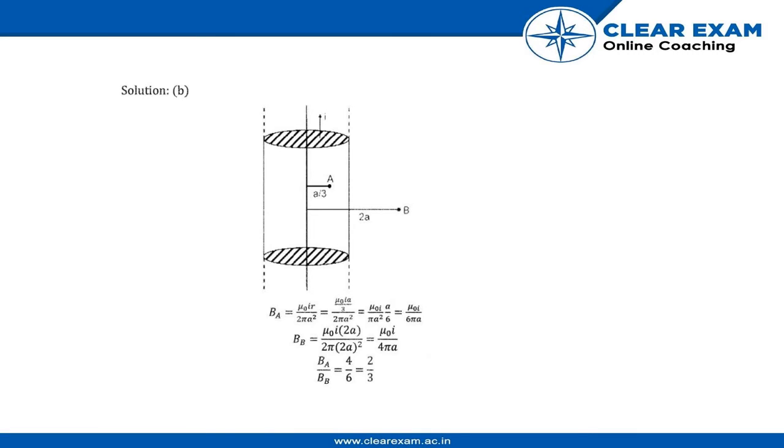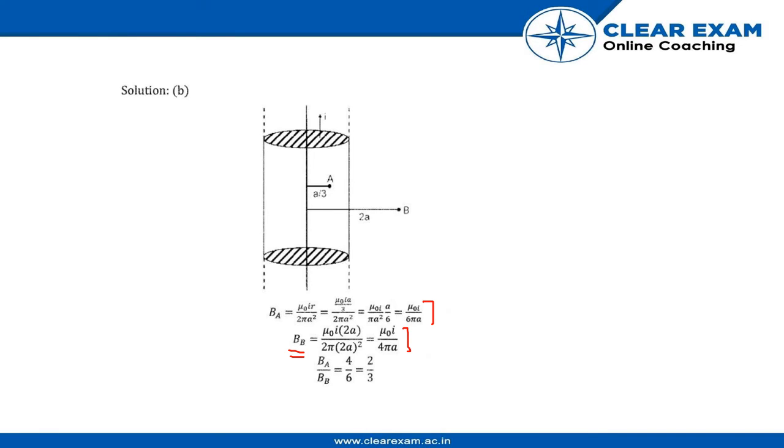BA is equal to mu naught I r upon 2 pi a square, which comes out to be mu naught I upon 6 pi a. On calculating BB, we have mu naught I upon 2 pi into 2a, which comes out to be mu naught I upon 4 pi a.